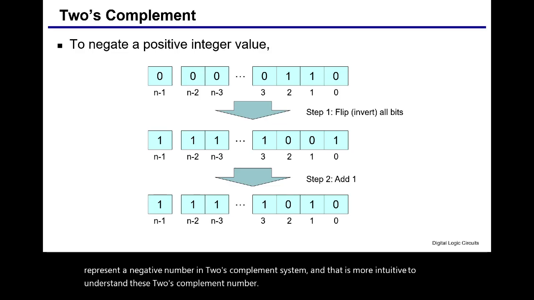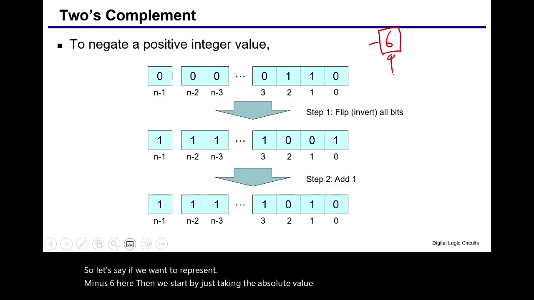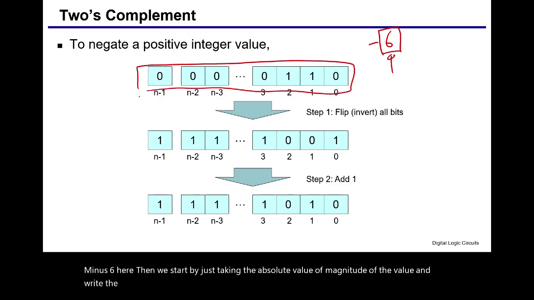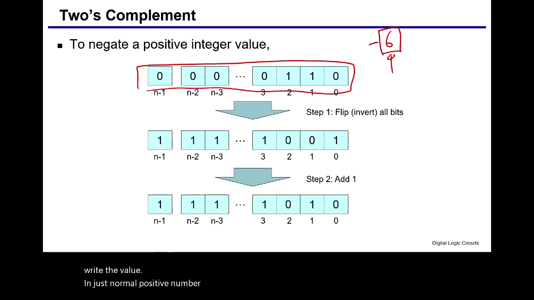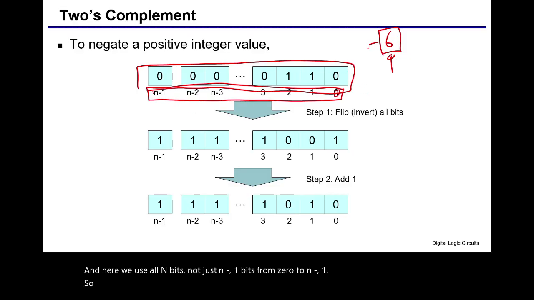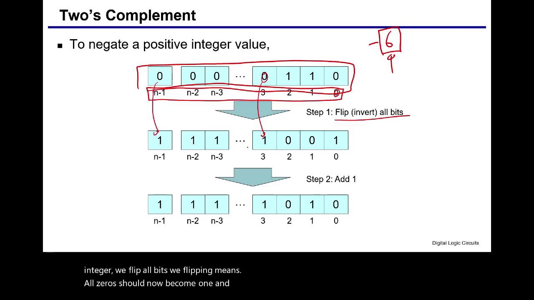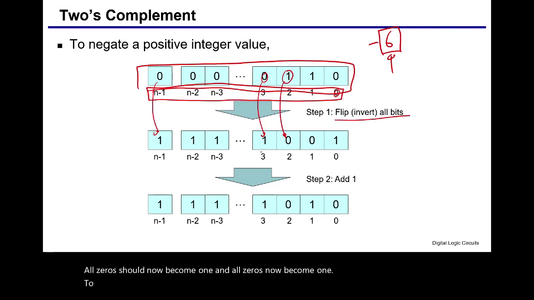So let's say if we want to represent -6 here, then we start by just taking the absolute value or magnitude of the value and write the value in just normal positive number format. And here we use all n bits, not just n-1 bits, from 0 to n-1. So after representing the magnitude value in positive integer, we flip all bits. Flipping means all zeros now become 1, and all ones now become 0.